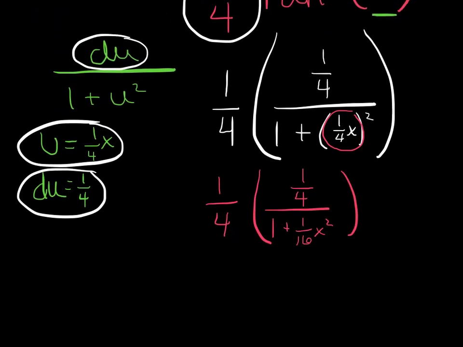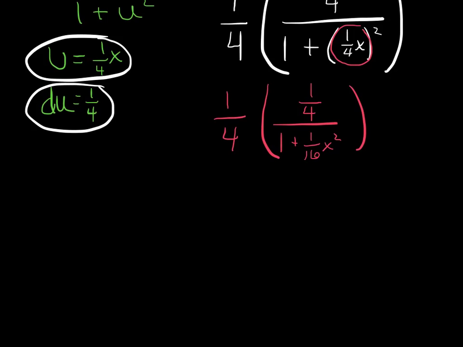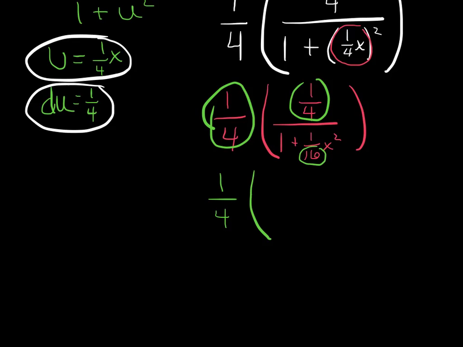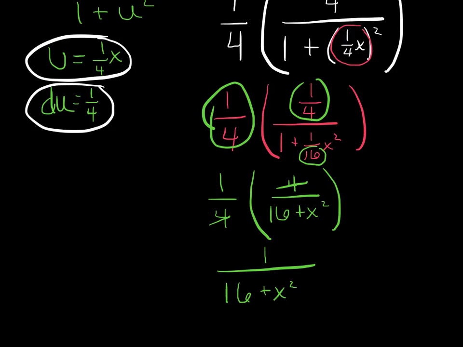Probably the easiest thing to say, if you're quick enough, you can see that these 1/4s here are going to cancel. If you didn't see that, you could clean up inside your parentheses. I could multiply every term by 16, the common denominator. So I'd get 4 over 16 plus x squared, and then I could kill those 4s that way. So either way, it looks like I'm getting 1 over 16 plus x squared for my final answer. So let me go ahead and give you a similar one.